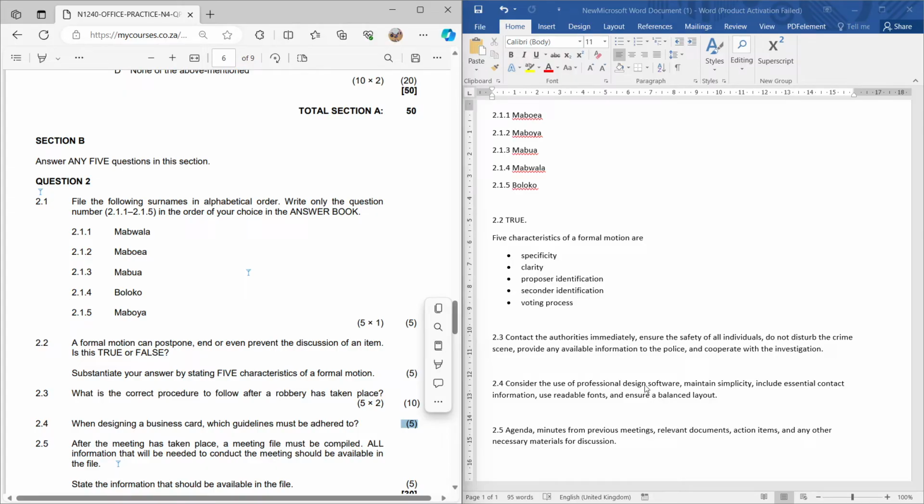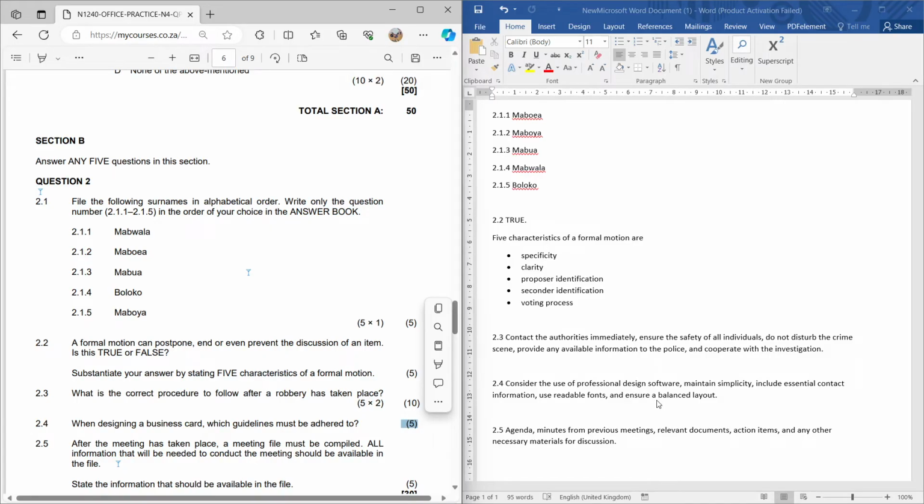card. You need to make sure that you use a professional designing software. You maintain simplicity. You do not want your business card to be very complicated. You need to include essential contact information. It is not a business card if it does not have your contact information, right? And then use reliable fonts that are easy to read, right? Remember, we are making an effective business card, right? And then also you need to ensure a balanced layout.